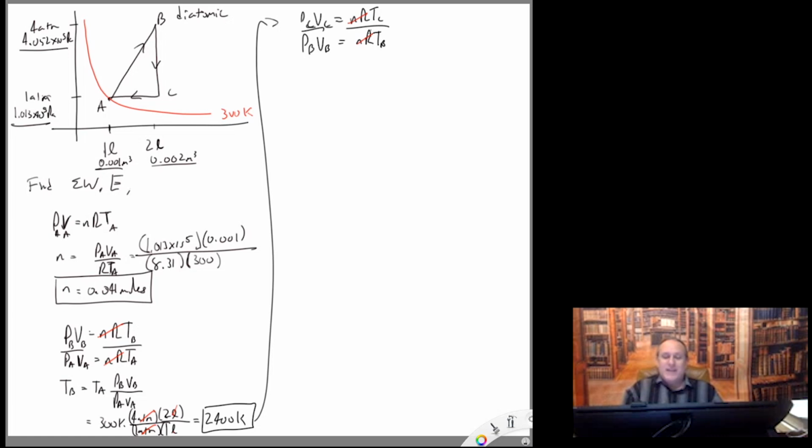But because I picked points B and C, those are related on an isovolumetric curve. So the volumes VC and VB are the same. Those are going to just cancel out. And so TC just equals TB times PC over PB. And that's 2400 times 1 over 4, or 600 Kelvin. I sometimes like to draw in these isothermal lines and label them. So this is 600 Kelvin, and this one is 2400 Kelvin. It just helps me with the visualization later on.